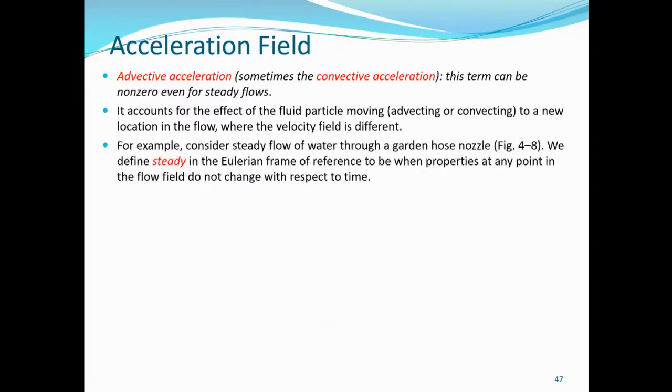For example, consider steady flow of water through a garden hose nozzle. You can see here the flow area is the same, but once it comes here, the flow area reduces. When it reduces, we know flow rate equals AV, so when the area reduces, the velocity has to increase. So the fluid particles are accelerated in the area where you have reduction in the cross-sectional area.